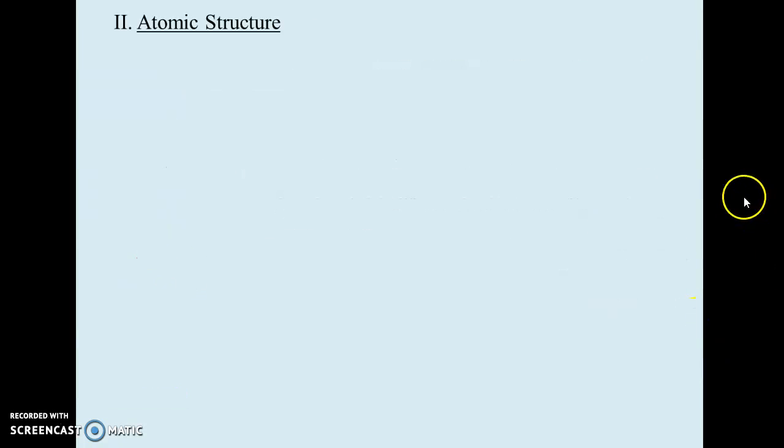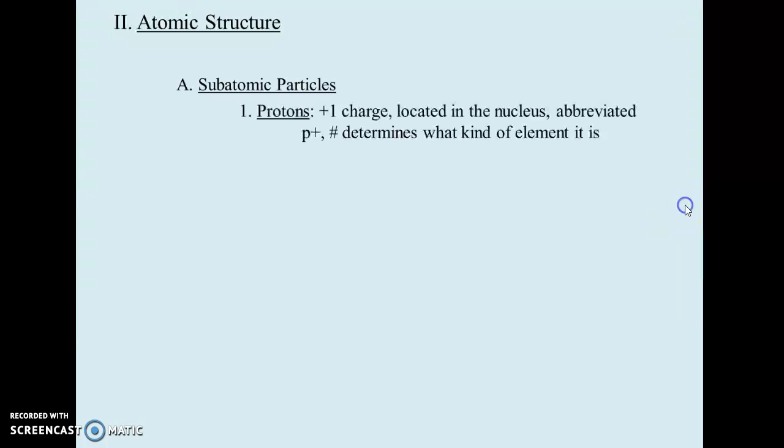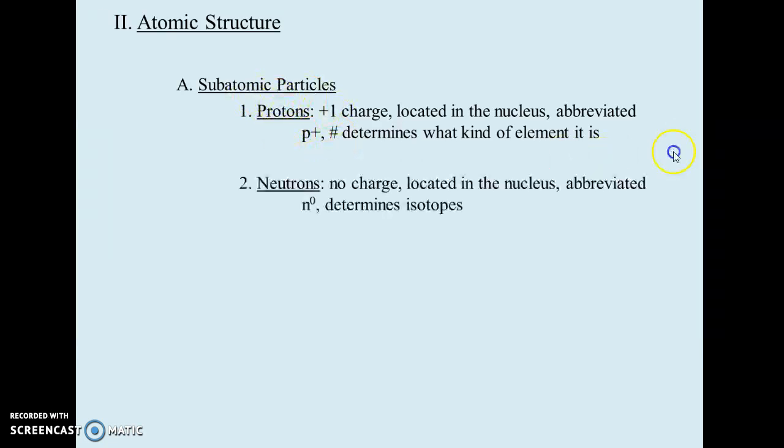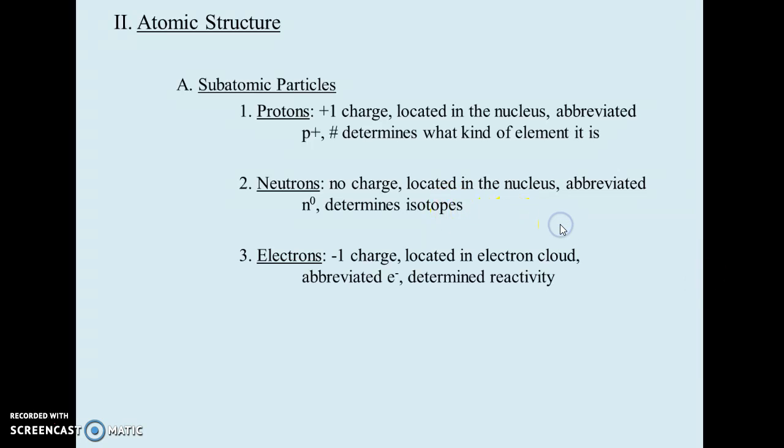Let's talk about the atomic structure. So we did go over this in that packet with the PhET simulator, but we'll quickly go through these. So we have protons. These are positively charged particles located in the nucleus. We abbreviate them P+, and the number of protons will tell you what type of atom it is. Neutrons are neutral, also in the nucleus, abbreviated N0. These tell us what kind of isotope it is. They also affect the stability of an atom.